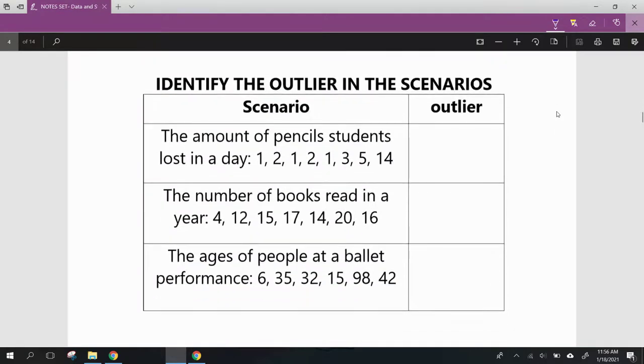So let's take a peek. Identify the outliers in these scenarios. The amounts of pencils students lost in a day. Which one of these numbers stands out? Yeah, 14. It's substantially larger. The number of books read in a year. That smaller number. If we were to put these on a number line, there's going to be a nice little dotted group right over here, and then 4 is going to be all lonely. So 4 is actually the outlier in that group.